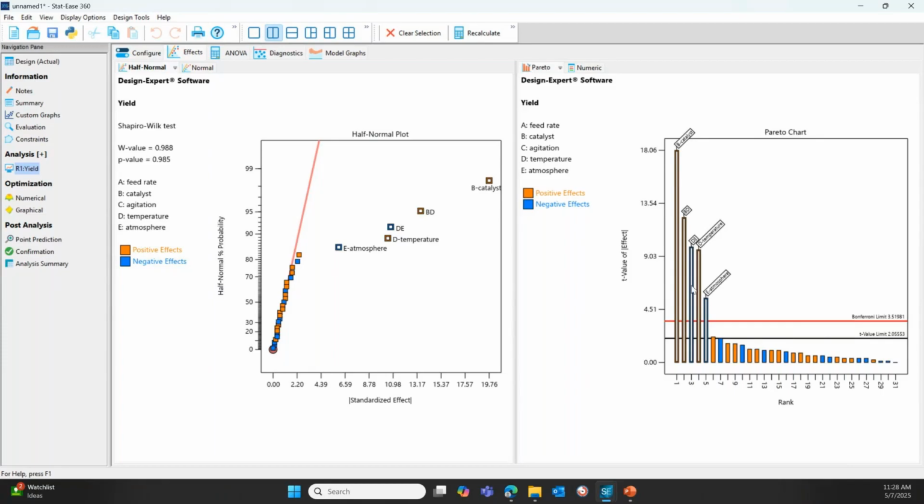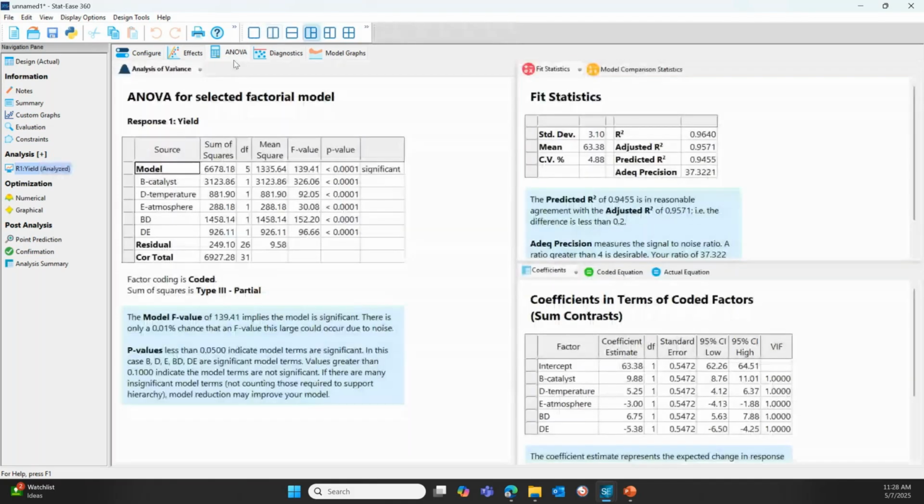We can double check that on the Pareto chart, and we see with these statistical limits that we have here, the Bonferroni and the t-value limit, that everything we selected towers above the statistical test. So we feel pretty confident about the terms and the factors and interaction terms that actually belong in our predictive model. So once we're here, we're going to click on the ANOVA, the analysis of variance.